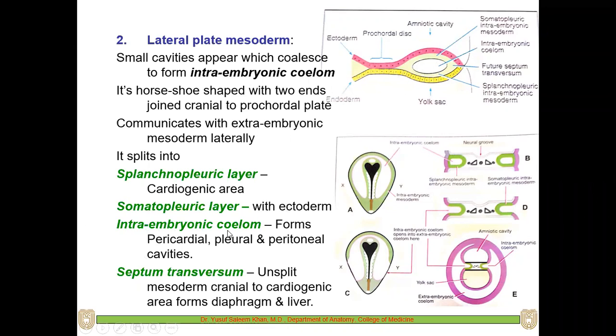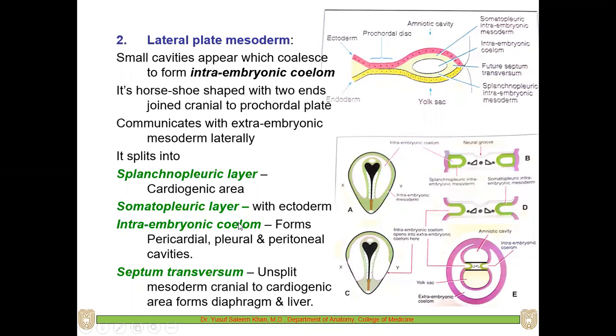the pericardial cavity, pleural cavity, and the peritoneal cavity. These are the three important cavities which we have in the thorax and the abdomen. Around the lungs, there is the pleural cavity. Around the heart, there is the pericardial cavity, and within the abdomen, we have the peritoneal cavity. All these cavities are formed from the intraembryonic coelom.